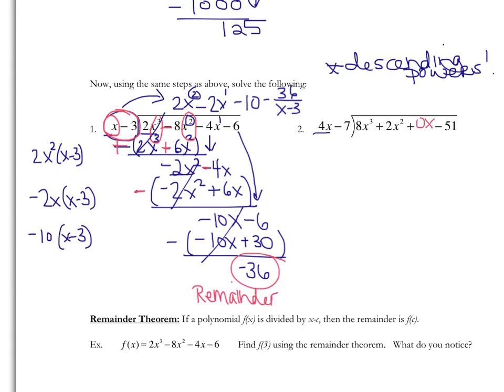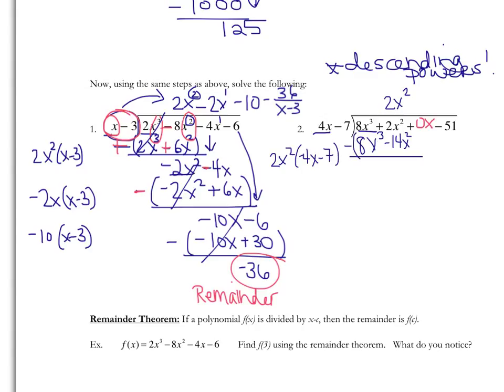Step 1, I'm going to ask myself, 4x times what gives you 8x to the third? That would be 2x squared. So I'm going to line up my exponents. And now on the side, I'm going to distribute 2x squared times my divisor. When I do that, I get 8x to the third minus 14x squared.